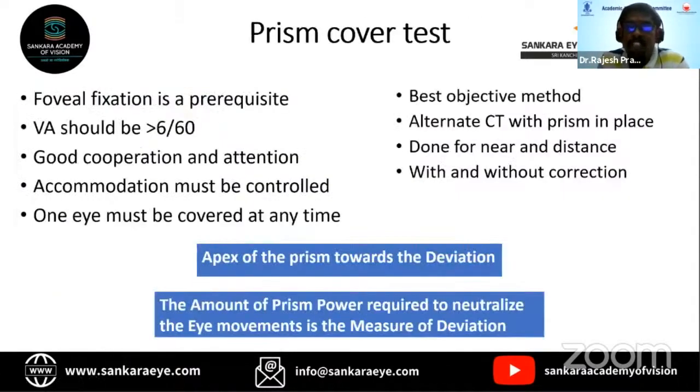Next, foremost important test is a prism cover test. It measures the squint. Again, for this, we need a good fixation. Visual acuity should be good enough for the patient to cooperate to fixate at the targets. Accommodation should be controlled, as I already mentioned, and one eye must be always covered. We shouldn't allow the patient to fuse at any point of time. And very basically, we know that apex of the prism is kept towards the deviation, and the amount of prism power required to neutralize the eye movement is the measure of deviation.